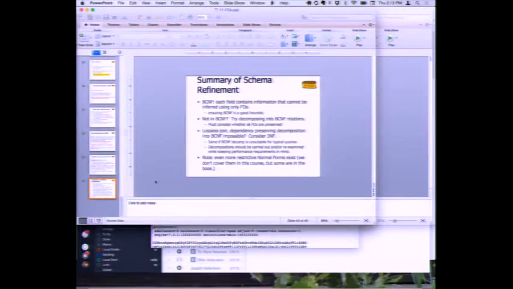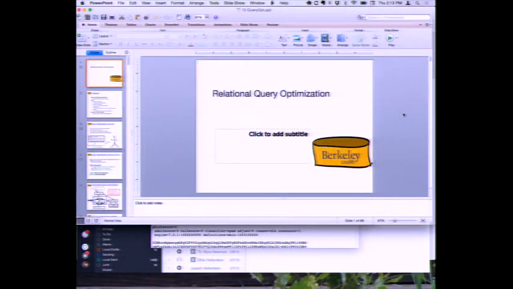Okay. We are ready to start on a new topic, which is great because I've kind of had it with functional dependencies. I don't know about you guys, but I think 3 lectures was plenty.